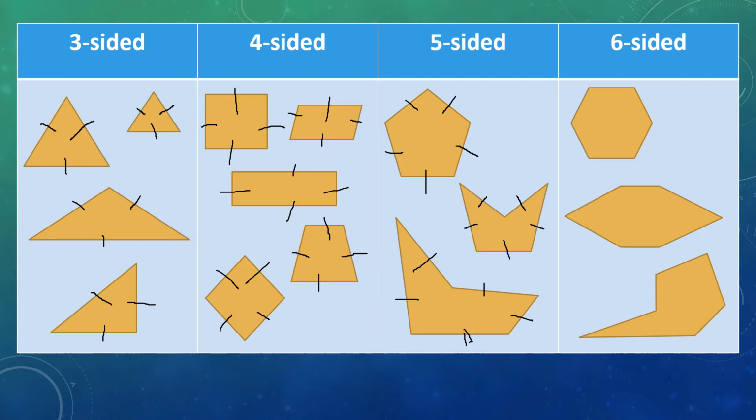And in our last category, we have 6-sided shapes. So each shape has 6 sides. So I should be able to make 6 vertical lines. And not every 6-sided shape looks the same. So it's always best to count every side, every line that is used to create the shape.